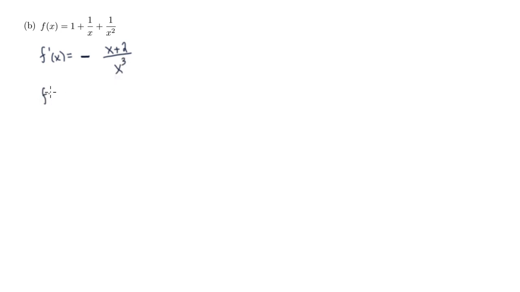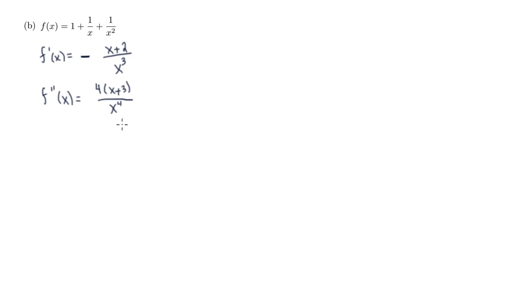And then the second derivative is going to be 4 times x plus 3 all over x to the fourth. Okay, so just some applications of the quotient rule and then getting common denominators, etc. That's it. Alrighty. So let's get to work.